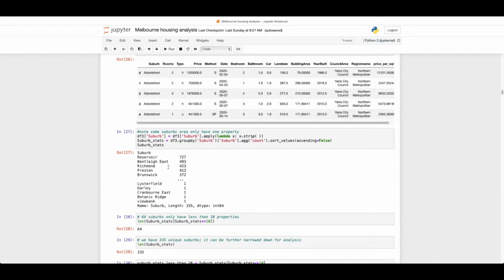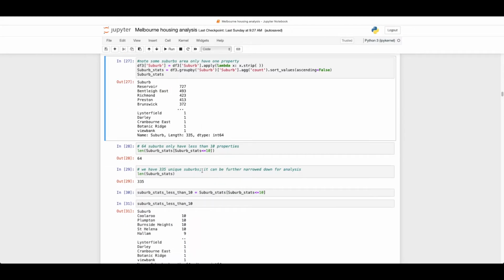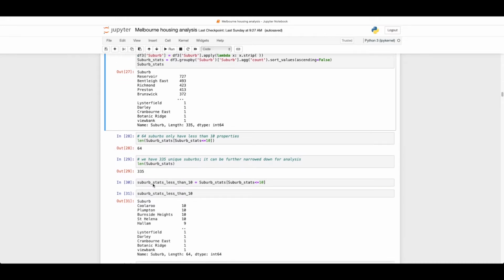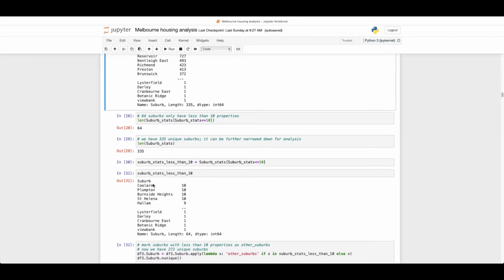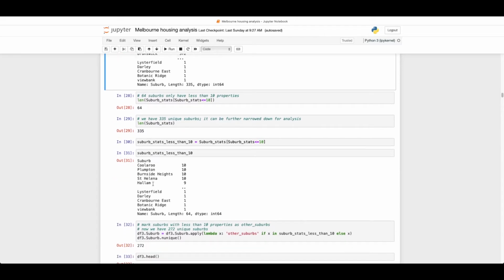we notice some suburbs only have one property. Like I mentioned before, from those columns, like Darley, those neighbors may not be useful for our data analysis. So we basically grouped all those suburbs which only have less than 10 properties. There's 64 of them, so we group them together and save them as others. So that's the idea.